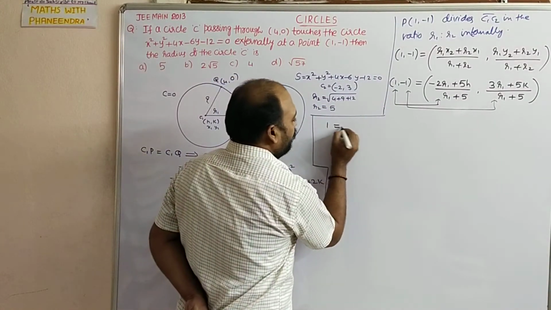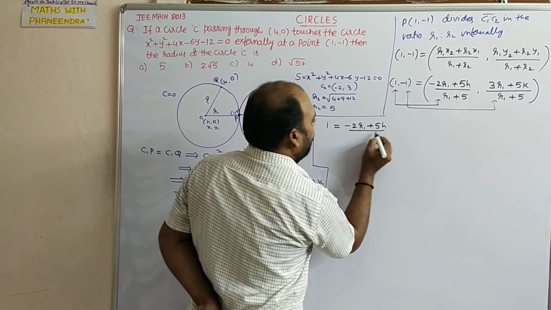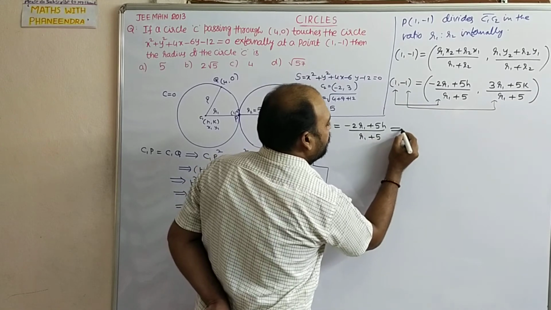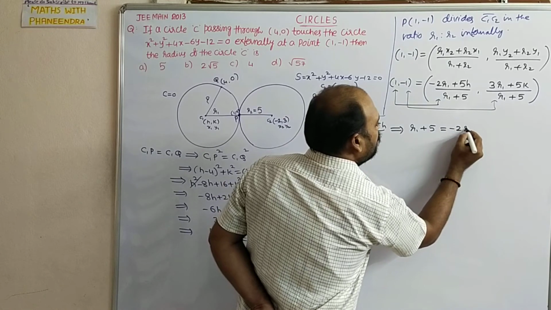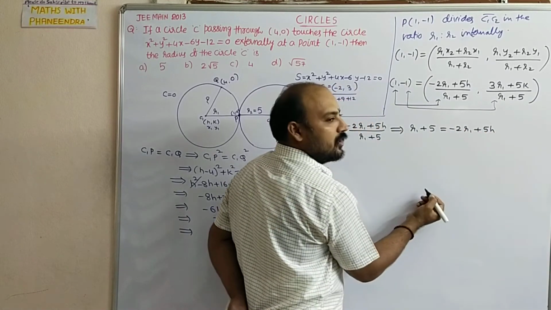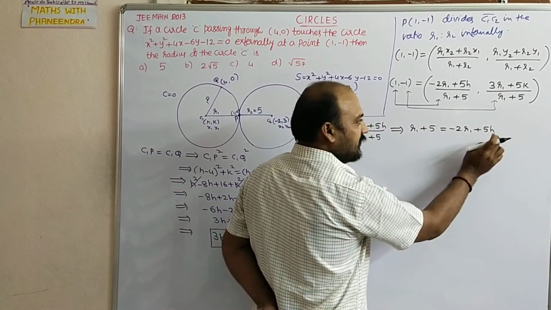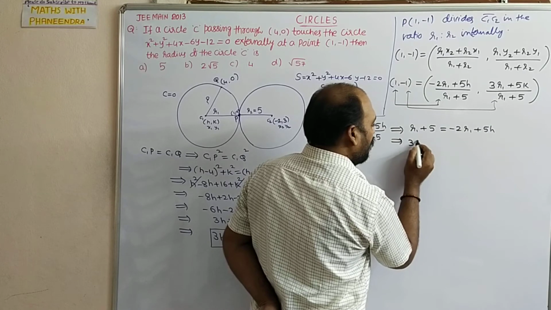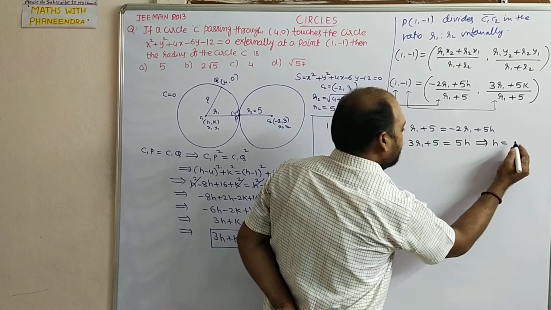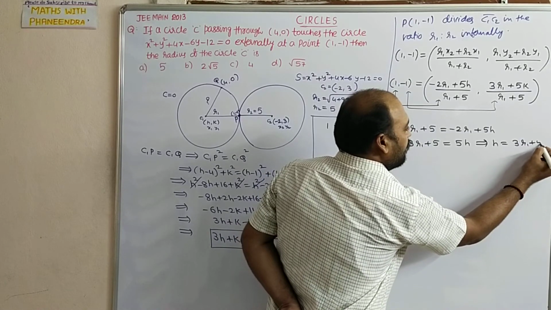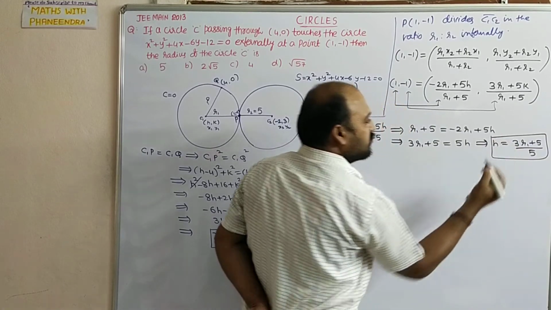So 1 is equal to minus 2 R1 plus 5h divided by R1 plus 5, cross multiply. R1 plus 5 equal to minus 2 R1 plus 5h. Minus 2 R1 we can take this side. I want to make h as the subject. So 3 R1 plus 5 is equal to 5h. That implies h is equal to 3 R1 plus 5 divided by 5. H value we got it.